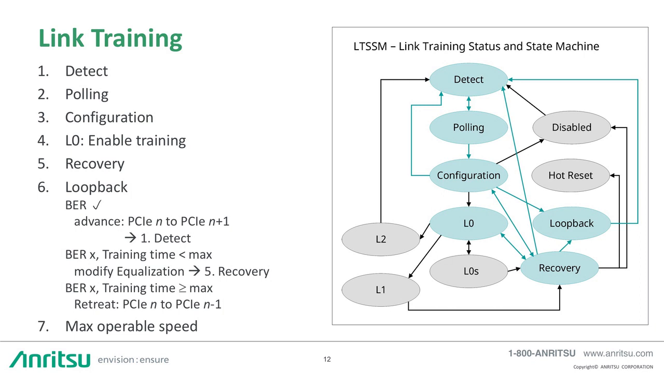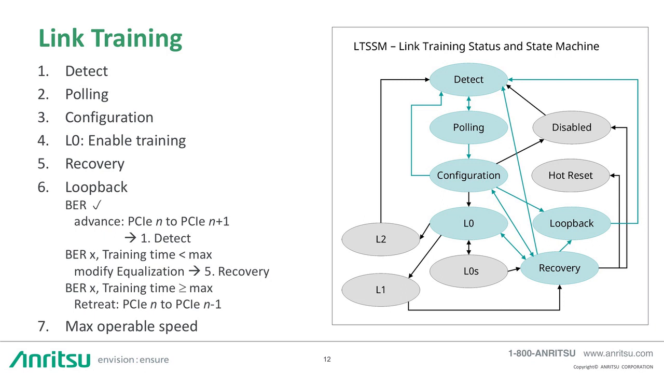If the bit error rate at this state is less than 1 in a trillion, and the system is operating at a rate below PCIe 5, below 32 gigatransfers per second, then the receiver sends a request to the transmitter for a data rate increase. This is equivalent to an increase from one PCIe generation, whatever it's operating at now, to the next generation. The receiver then returns to phase 1, the detect phase.